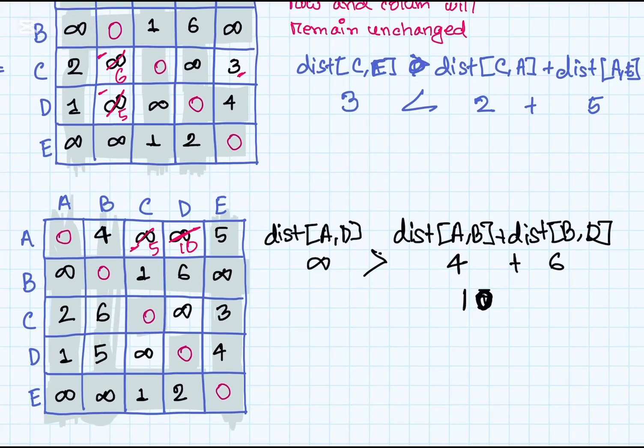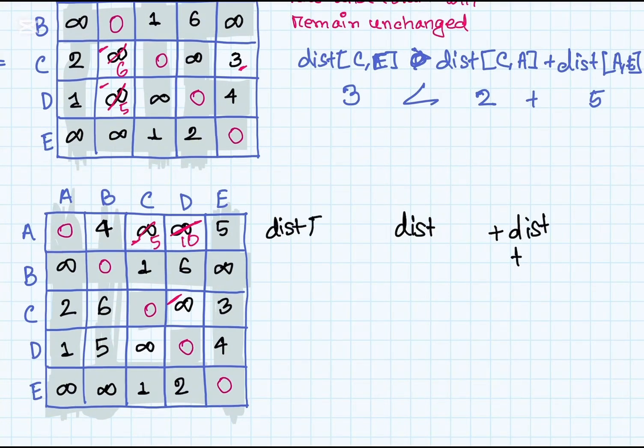Now let's calculate the distance of this cell. So dist of C to D is infinity and the distance of C to B is 6 and the distance of B to D is also 6. So infinity is obviously greater than 12. So let's update the value from infinity to 12.